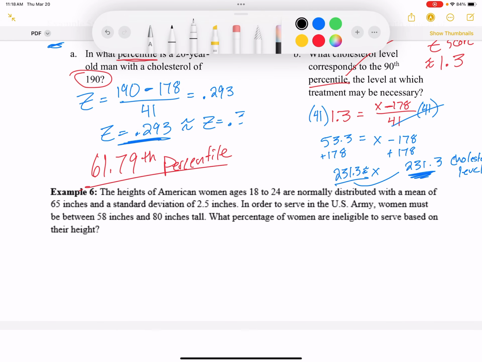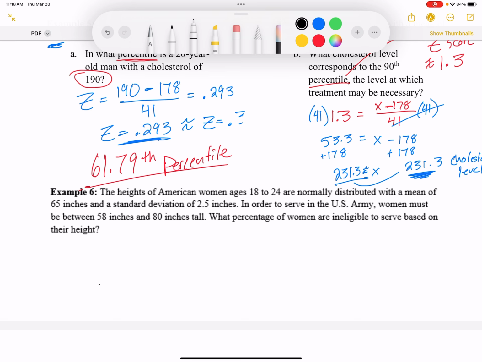All right. The heights of American women ages 18 to 24 are normally distributed with a mean of 65 inches and a standard deviation of 2.5 inches. In order to serve in the U.S. Army, women must be between 58 and 80 inches tall. What percentage of women are ineligible to serve based on their height?